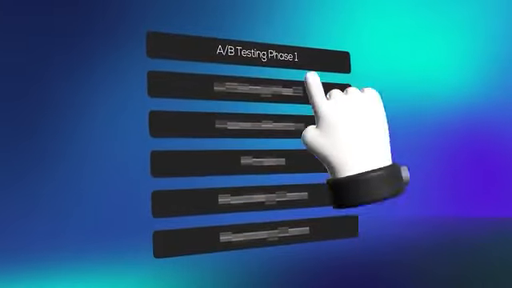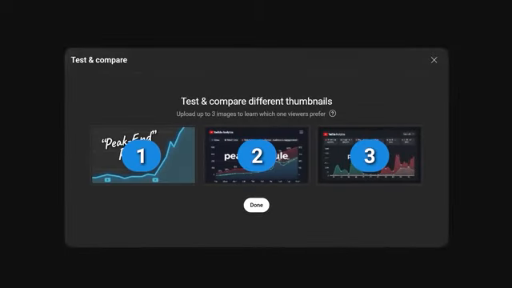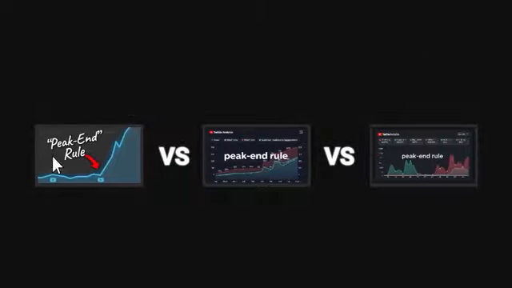So the first thing I want to talk about is split or A/B testing. You've probably heard of it before, but what I wanted to talk about is how I personally go about split testing. Now, for those who don't know, split testing is essentially where you upload multiple thumbnails or create multiple titles for your video and test them against one another to see which one is the highest performer.